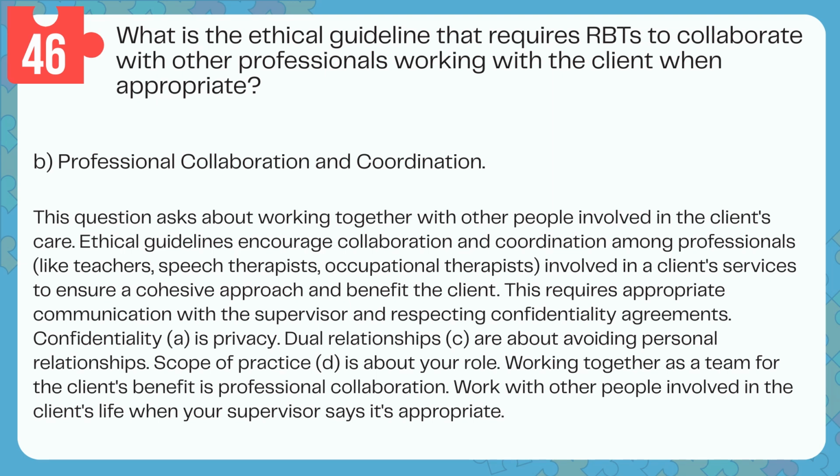Confidentiality, A, is privacy. Dual relationships, C, are about avoiding personal relationships. Scope of practice, D, is about your role. Working together as a team for the client's benefit is professional collaboration. Work with other people involved in the client's life when your supervisor says it's appropriate.